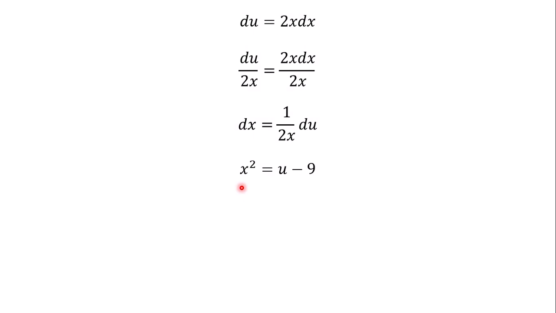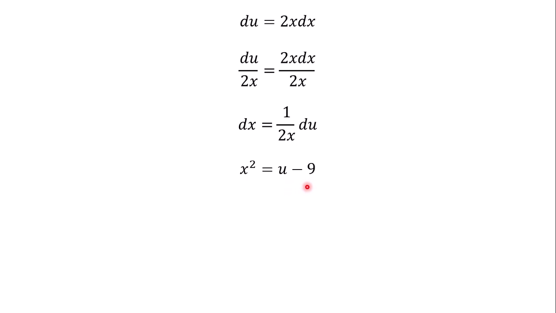So what is x squared? u is equal to x squared plus 9. We can make x squared the subject. And when you make x squared the subject, you are going to get x squared is equal to u minus 9. That is, you just bring the positive 9 to the other side of the equation. Though it's positive there, the moment it crosses the equal sign, it becomes what? Negative. So when you make x squared the subject from u is equal to x squared plus 9, you're going to get x squared is equal to u minus 9.